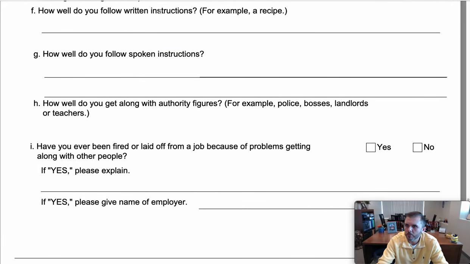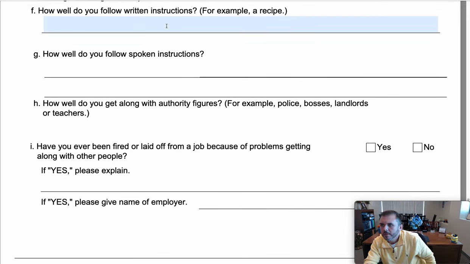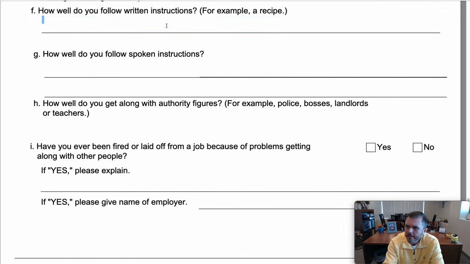How well do you follow written instructions? So think of the most complicated written instructions you can think of. A recipe maybe for some biscuits is pretty simple, but what about a recipe for a souffle? Well, you wouldn't follow that very well, I would imagine, unless you just have really good cognitive abilities, which a lot of folks that are disabled don't. So I would just say not very well if that's the case.